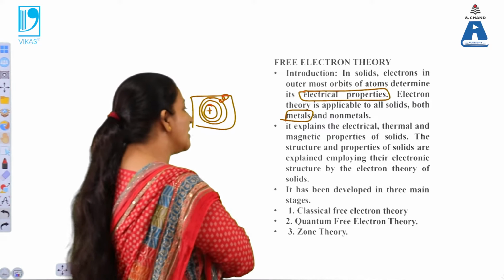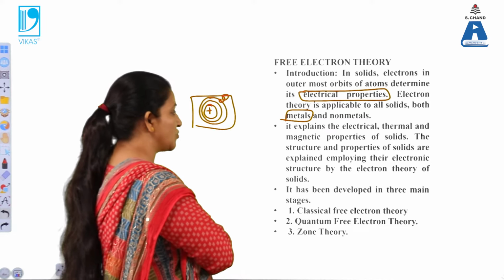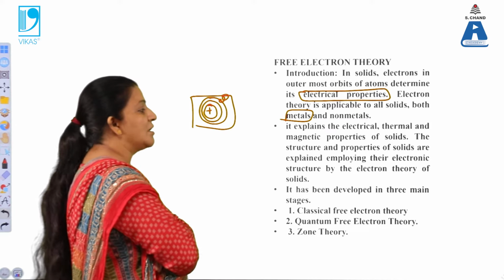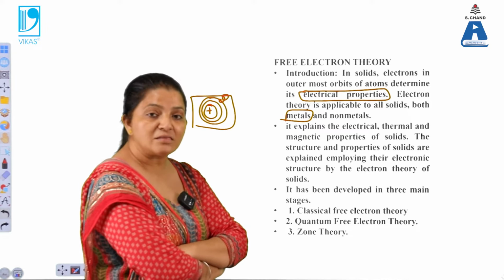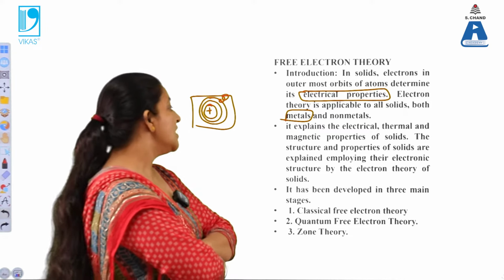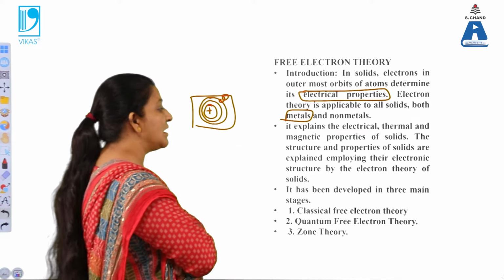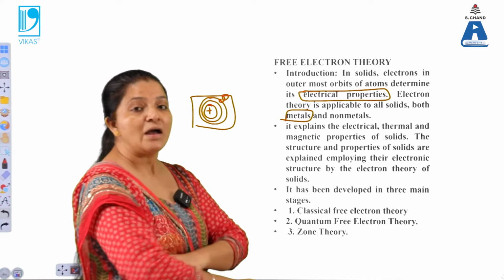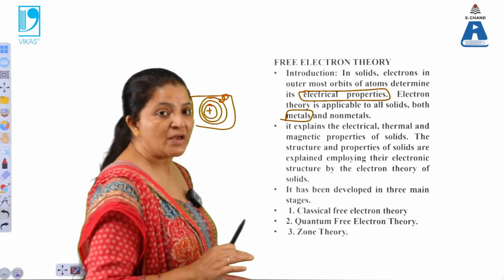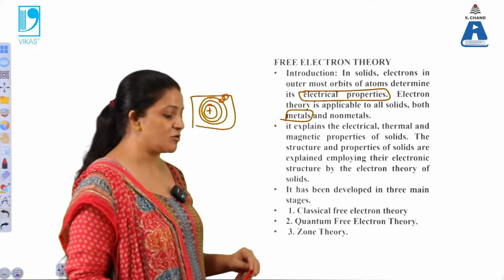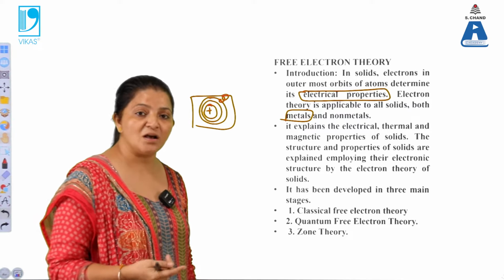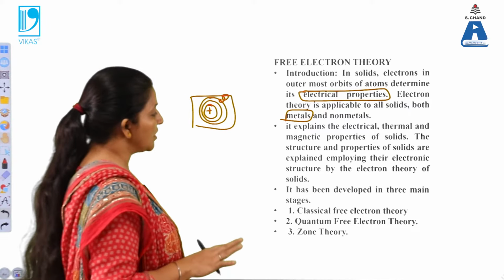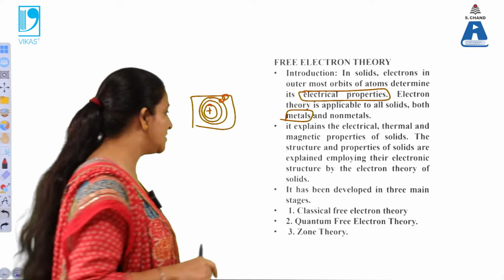Depending upon the structural properties of the solid, we can describe the structural, magnetic, electrical and thermal properties of solids by the electronic structure of the atoms present there. Electronic structure means whether the electrons are loosely held or closely packed. Depending upon that, all these properties of the materials can be described.